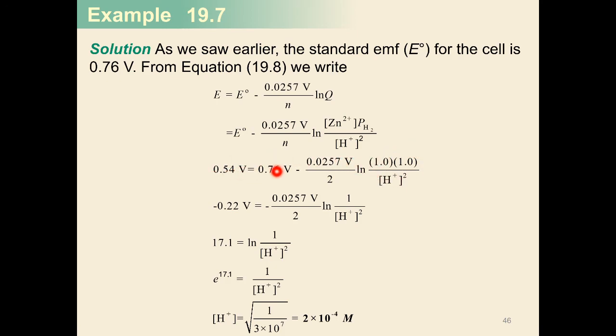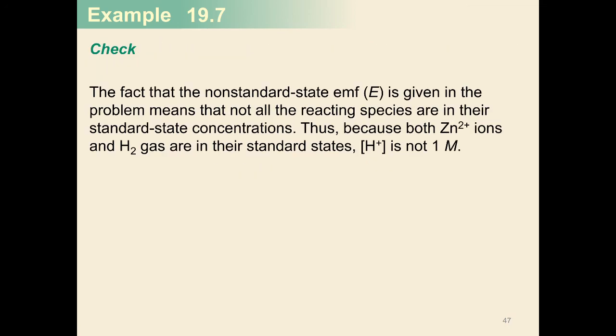So from the equation, we are missing H plus. So solve for the missing H plus. Just simple algebra, and you will end up with 2 times 10 to the negative 4 molar. So that's the concentration of your H plus. So basically, that's the Nernst equation.